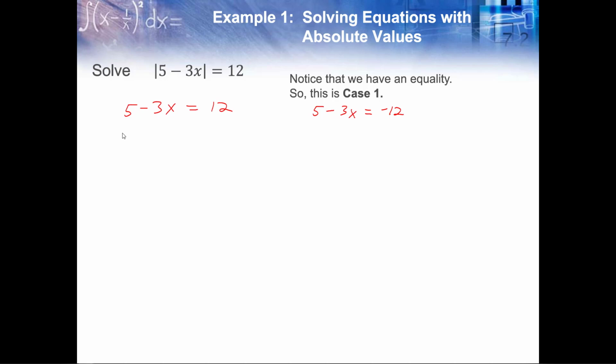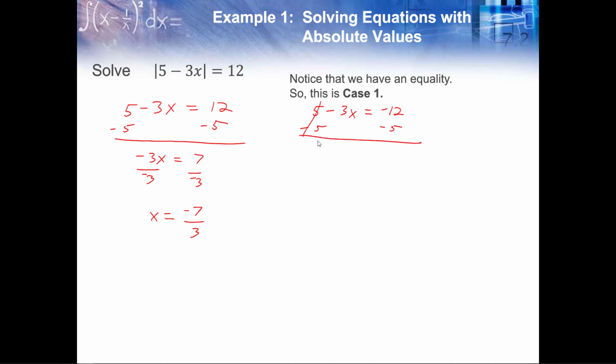To solve the first one, we can subtract 5 from both sides. If we do, we will have negative 3x is equal to 7. Divide both sides by negative 3, and we have that x is equal to negative 7/3. Once again, over here, we can subtract 5 from both sides. Of course, in this case, the 5's cancel. We still have negative 3x, but now we have negative 17. Divide both sides by negative 3.